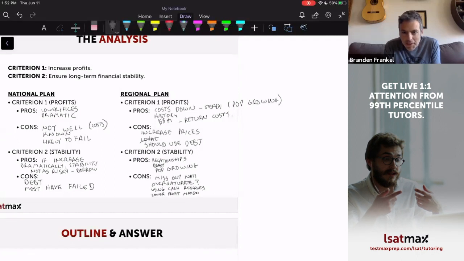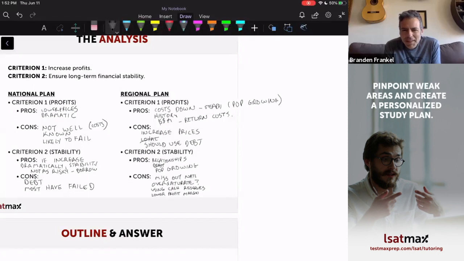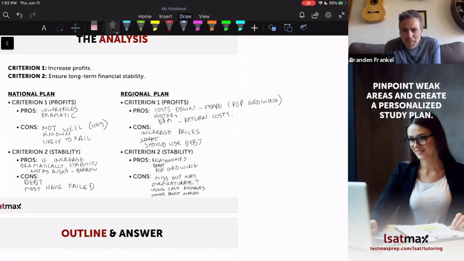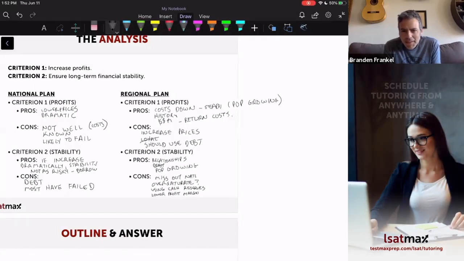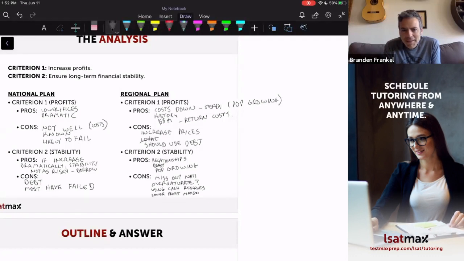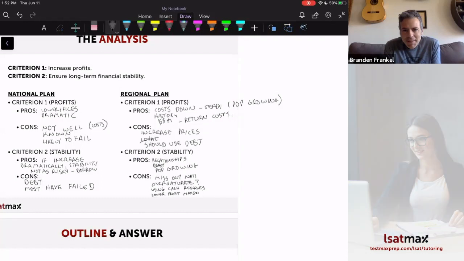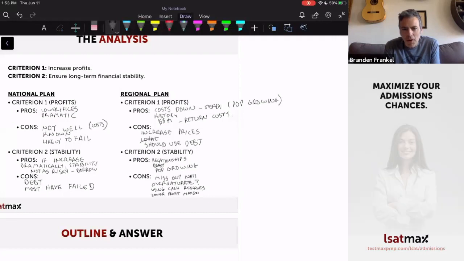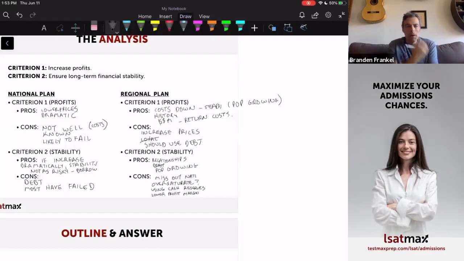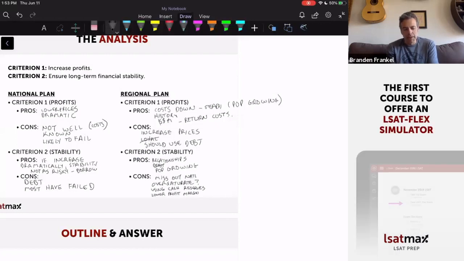Oh my gosh, this is hard. I think national might be winning. You know what? Because I think national is the harder argument to make and it looks like we're about even, I think we should go with national. Let's make the argument for the national plan.